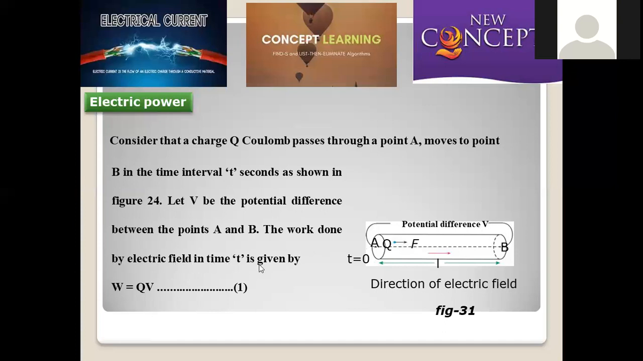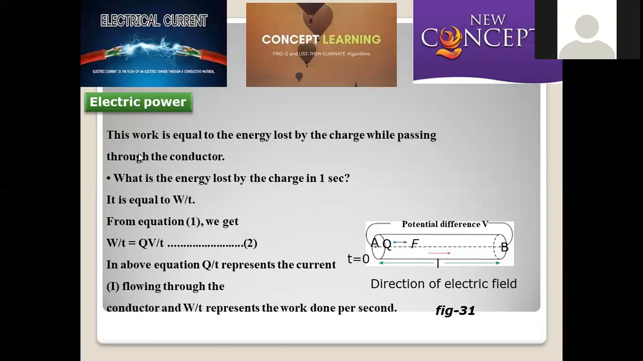The work done by the electrical field in the time t, during the travelling of this electrical current, is given by W is equal to Q into V. Q denotes the charge of the electricity in coulombs, and V is the potential difference, the voltage. This will be taken as equation number 1.